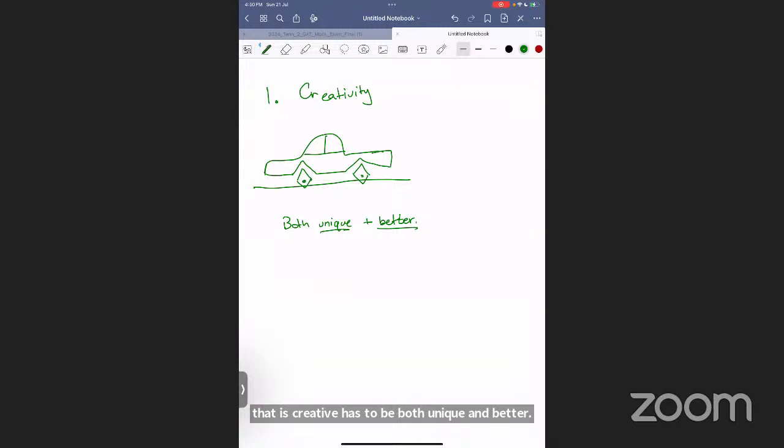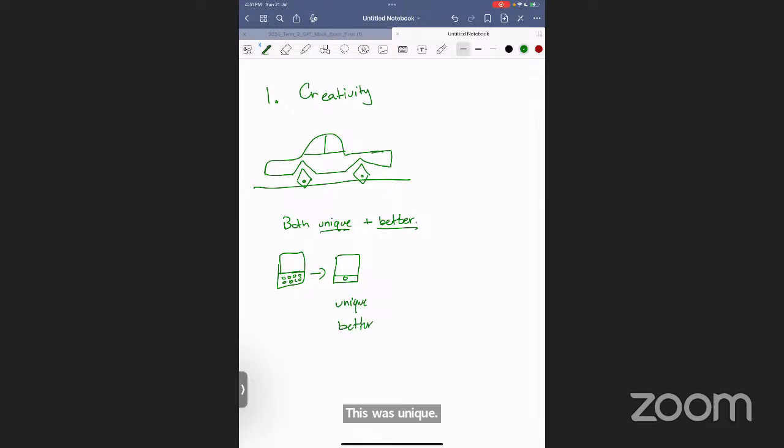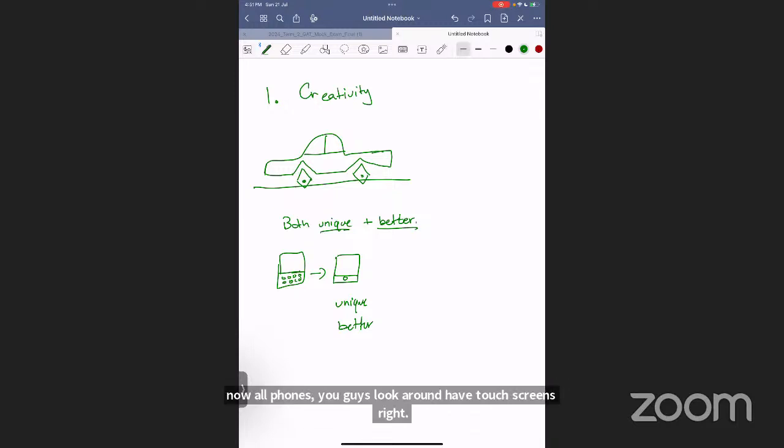So an example of that is that phones used to have keyboards when I was younger. And then Apple decided to make a phone that is just a big touchscreen. This was unique and it was better. And now all phones, you guys look around, have touchscreens, right? Barely any phones have buttons.